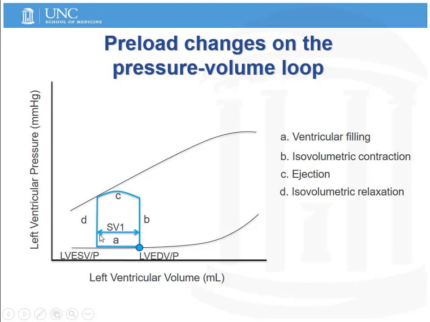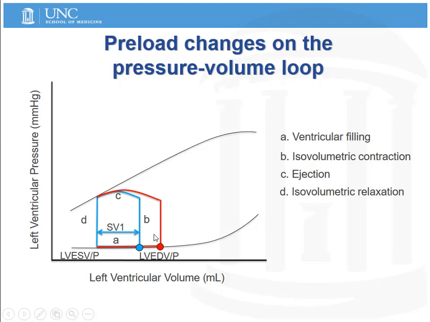So now let's look at how increasing preload changes the pressure volume loop. If we allow increased ventricular filling during diastole, then the left ventricular end diastolic volume and pressure will increase, and this point is our new preload. So at this new larger preload, the ventricle contracts and generates a large amount of pressure, which eventually causes the aortic valve to open, and the remainder of the contraction is used for ejection.